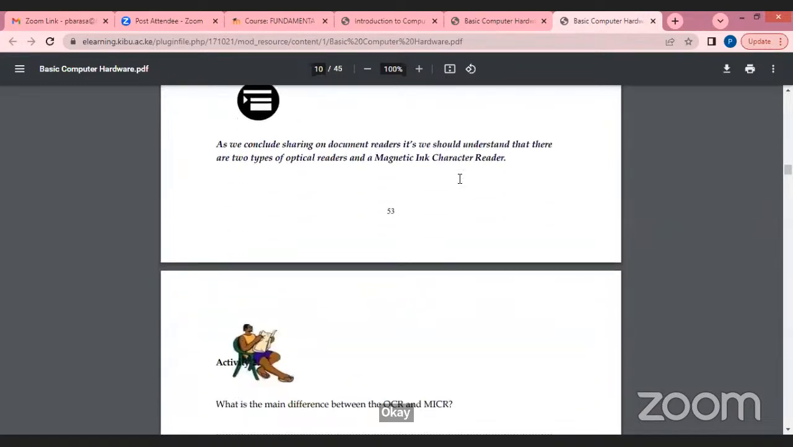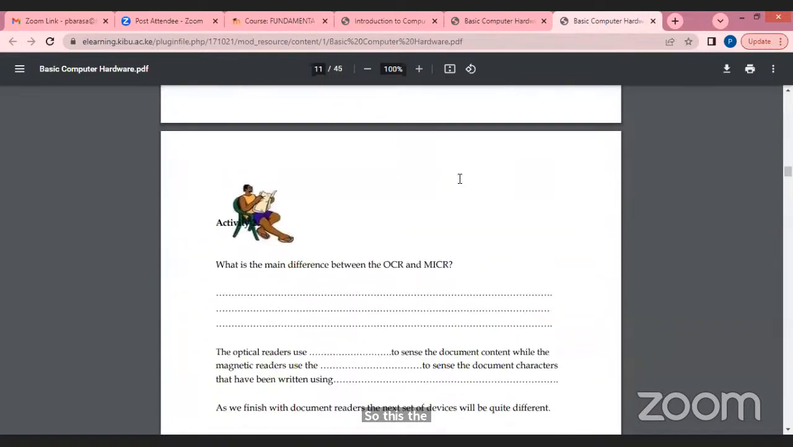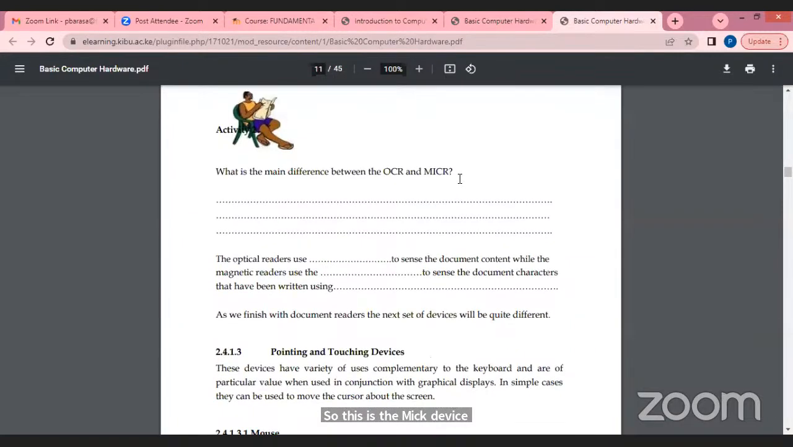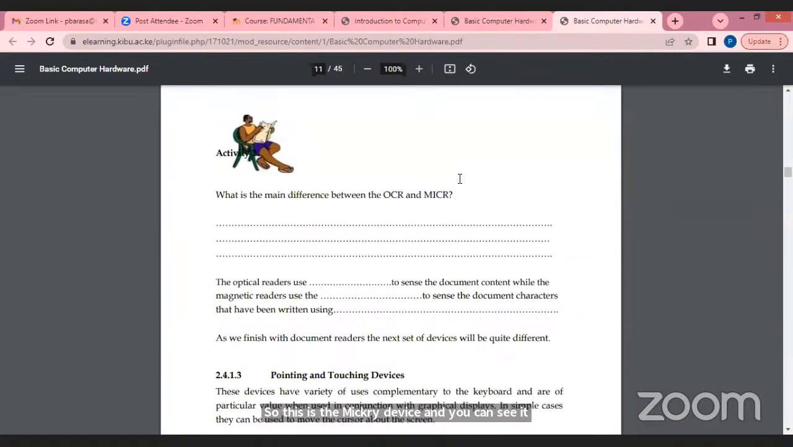It's important. So I want to ask you to kindly give me the difference. Write in your chat box, what's the difference between OCR and MICR? The differences. Can you give me the differences? Can you answer these questions in this activity? Give us answers online.